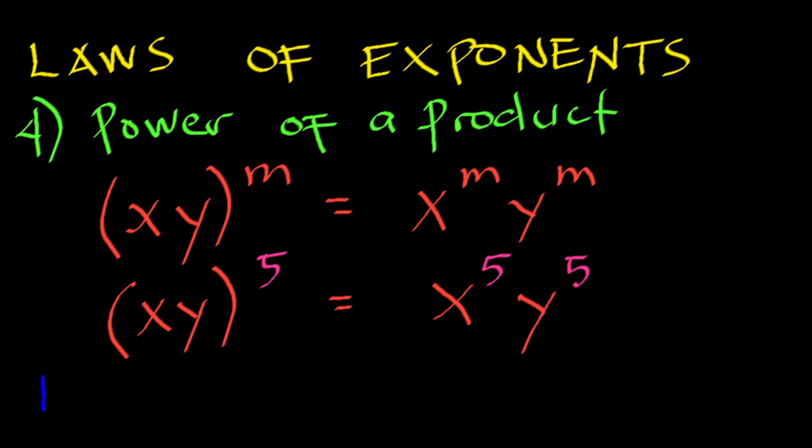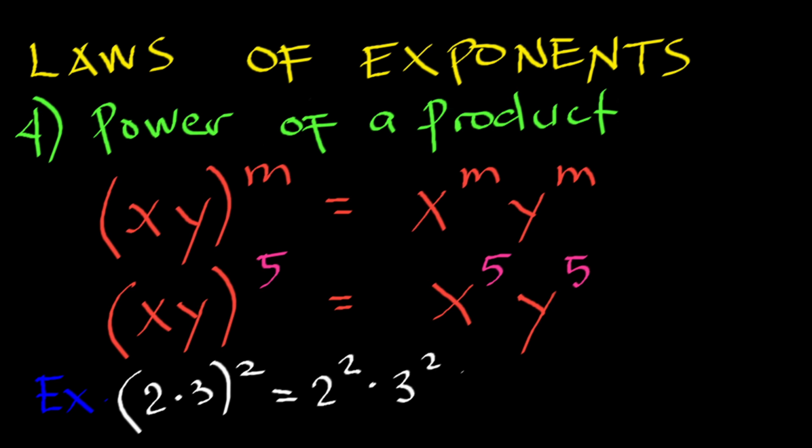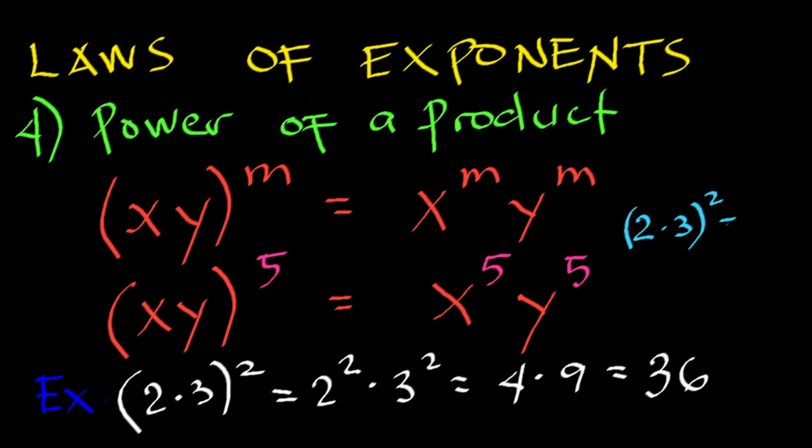For real numbers naman, we have 2 times 3, quantity raised to 2. And then magkakaroon tayo ng 2 squared times 3 squared, which is equal to 4 times 9, which is equal to 36. Basically, yung 2 times 3 ay 6 na, kung i-multiply natin directly yung 2 and 3. So, we have 6 squared equals 36, which is the same as our previous answer.